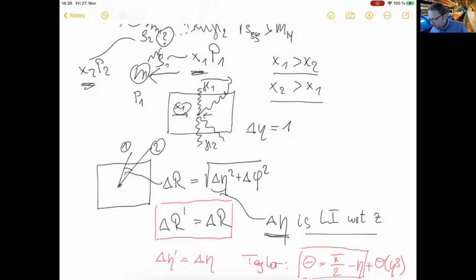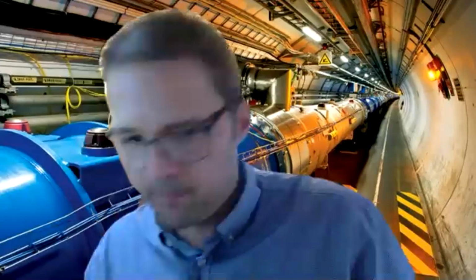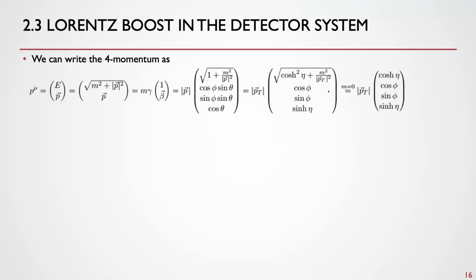Let me unshare now. This calculation is certainly worthwhile to do on your own. It's also simple, and it's in the slides.